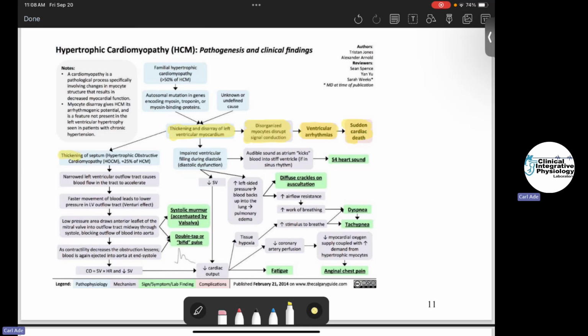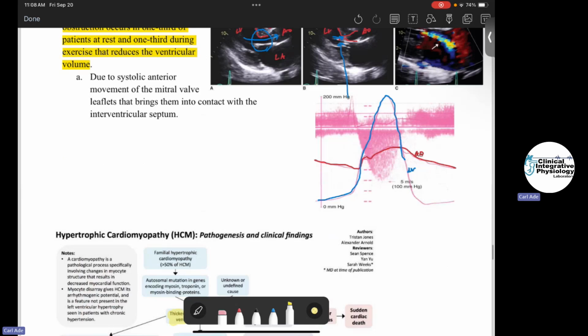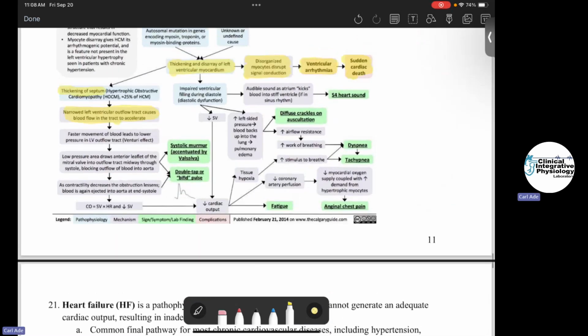If that wall gets really thick, so that septum gets thick, that can narrow that outflow tract that I was talking about up here, which means that flow doesn't happen. So we get this impaired ejection, and because it's a stiff ventricle, we can get impaired stroke volume, and that can drive decreases in cardiac output and fatigue.